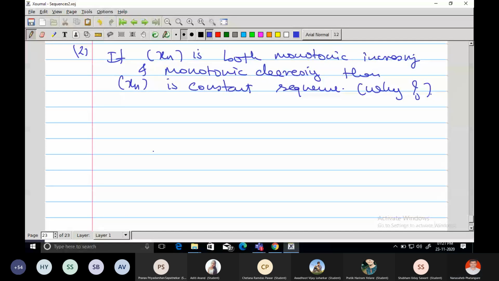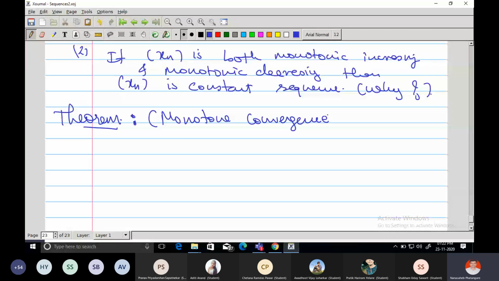All of you know bounded sequence, right? Now, what is the significance or importance of a monotone sequence? That is an important theorem, the monotone convergence theorem. Monotone convergence theorem.